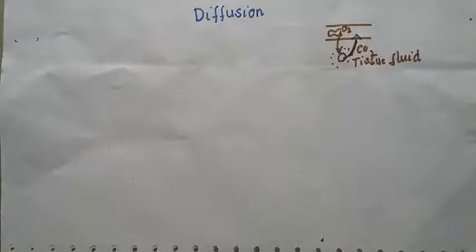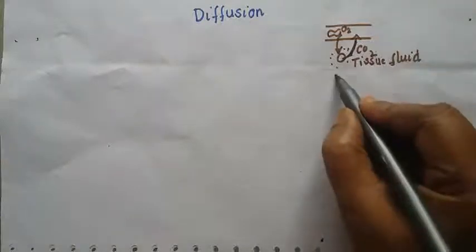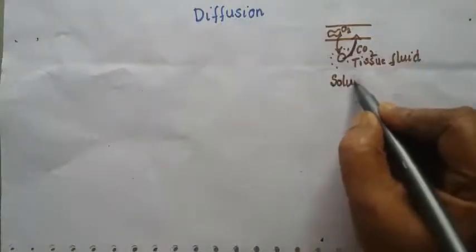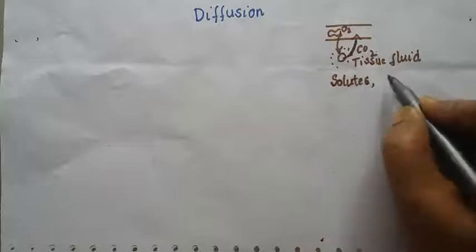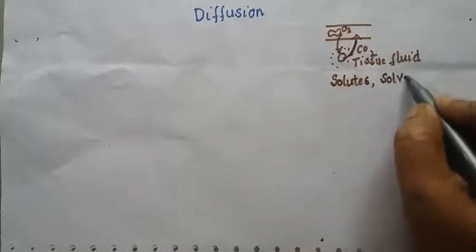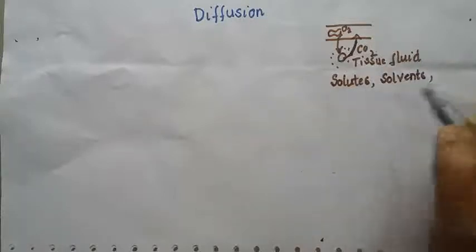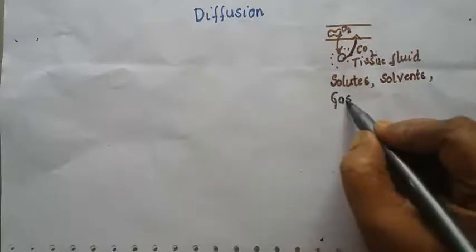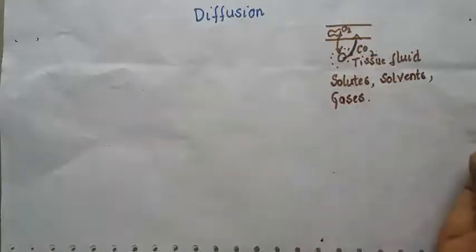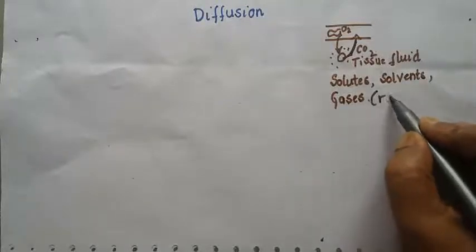Children, diffusion occurs in all three states of matter. So we find the diffusion of solutes, the diffusion of solvents, followed by the diffusion of gases also. Now let me take up some examples of diffusion of gases, which is more rapid.